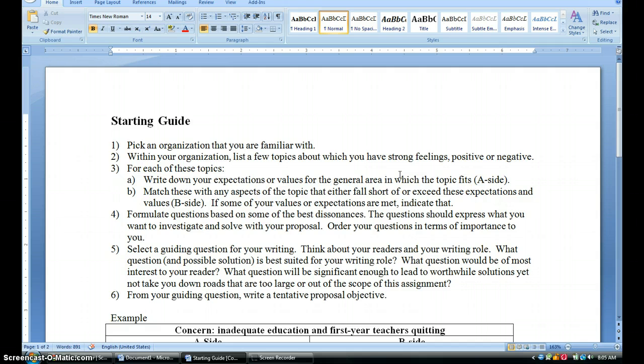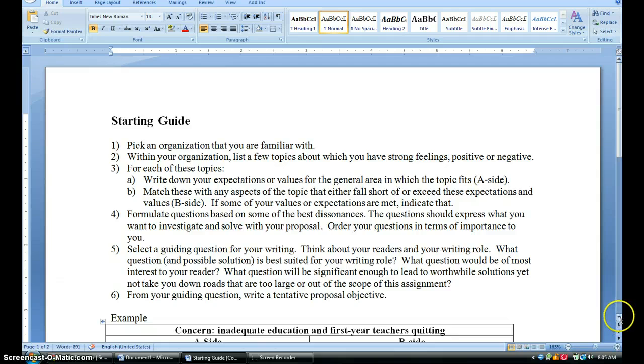Now this might seem like busy work, but it is not. This is a very powerful tool. And if you do this well, you will start your proposal well, and it will be well grounded. And this is the best start for success.